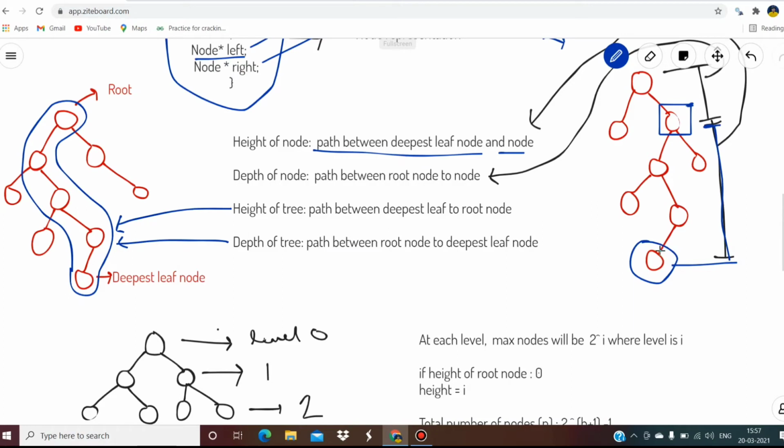So we can calculate how many edges are there in this path. So there are 1, 2 and 3 edges. So basically the height of this node is 3.